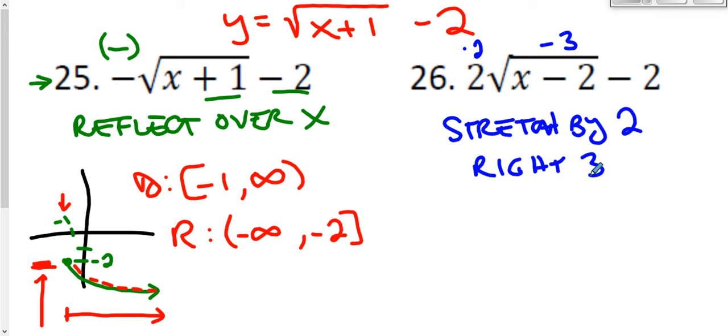Last but not least, this minus 2 at the end is a minus 2 from the beginning. They match, so it hasn't been moved up and down at all. And now I would just want to do a very quick sketch of this guy so I can figure out what its domain and range would be.